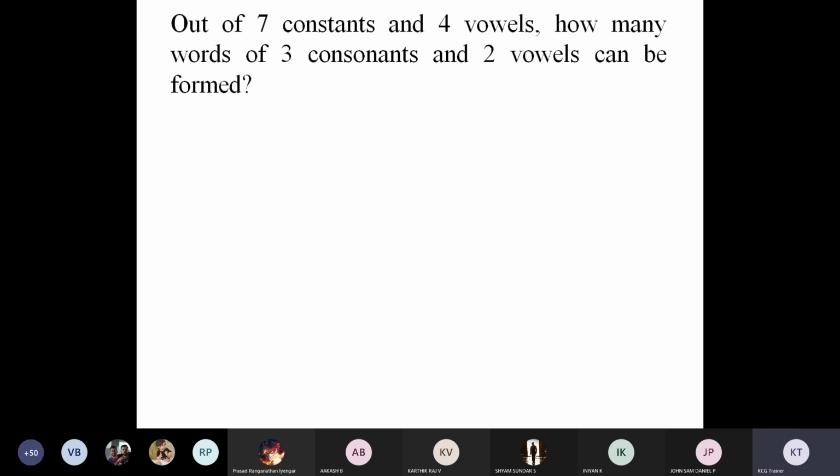Out of 7 consonants and 4 vowels, how many words of 3 consonants and 2 vowels can be formed? First of all, they're asking us to select 3 consonants from 7 consonants. That can be done by 7C3. Then they're asking to select 2 vowels from 4 vowels. That can be done in 4C2.